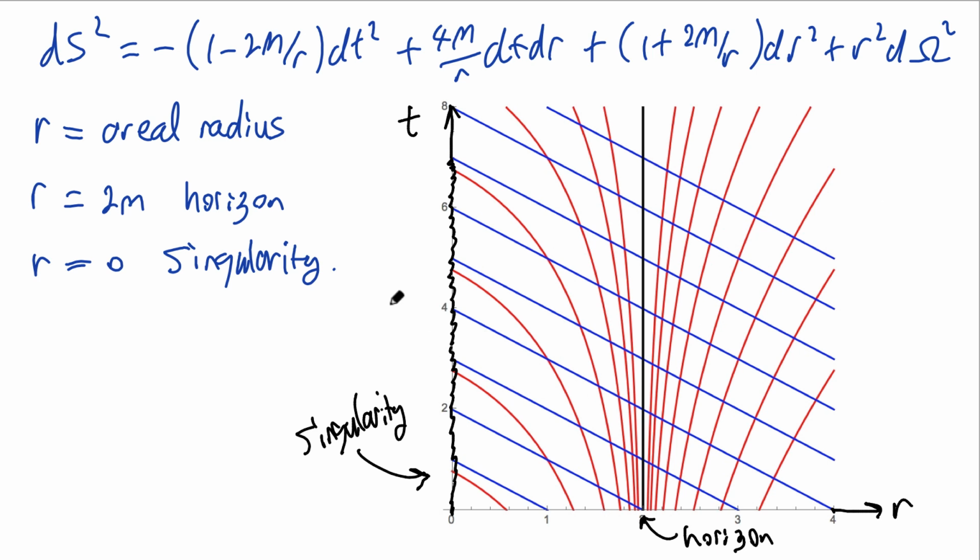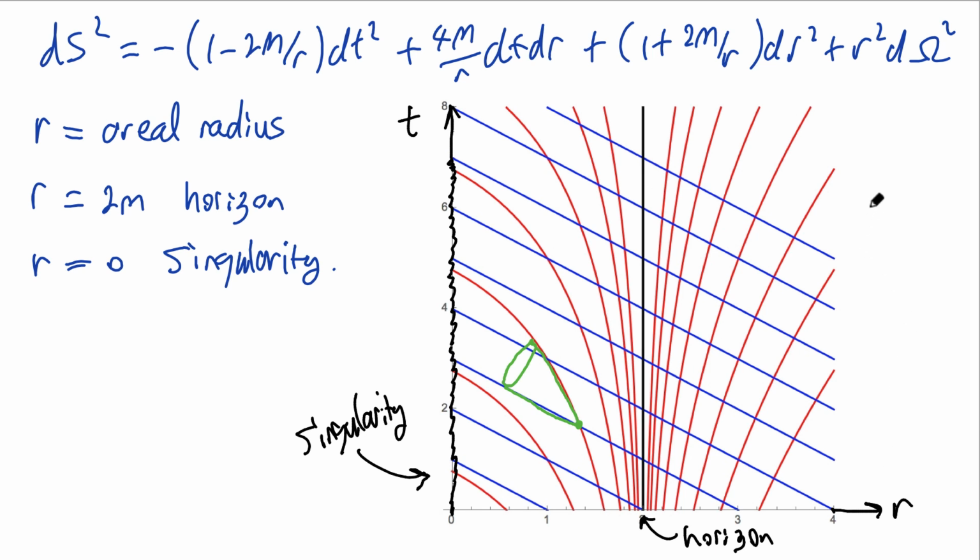And since nothing can travel faster than the speed of light, any observer or particle that passes, say, this event right here, must stay within the future light cone, which is tipped towards the singularity. So this observer or particle is destined to hit the singularity somewhere in this region.